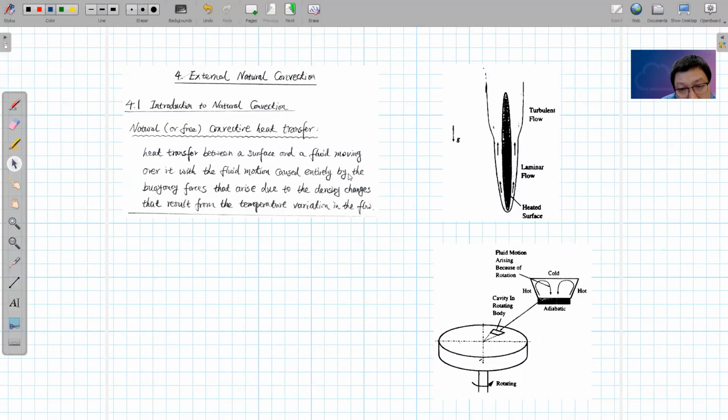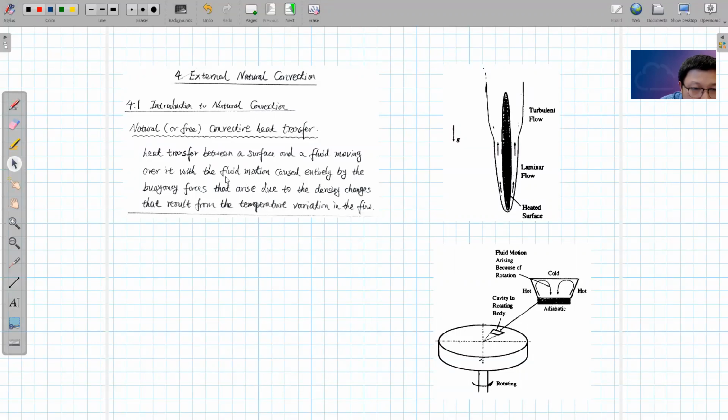The biggest difference between forced convection and natural convection is that in forced convection, there's some force to push the flow to move. The flow motion is pushed by either a pump or a fan or any other pressure gradient. So there is an external force to push it. And natural convection is different, actually.